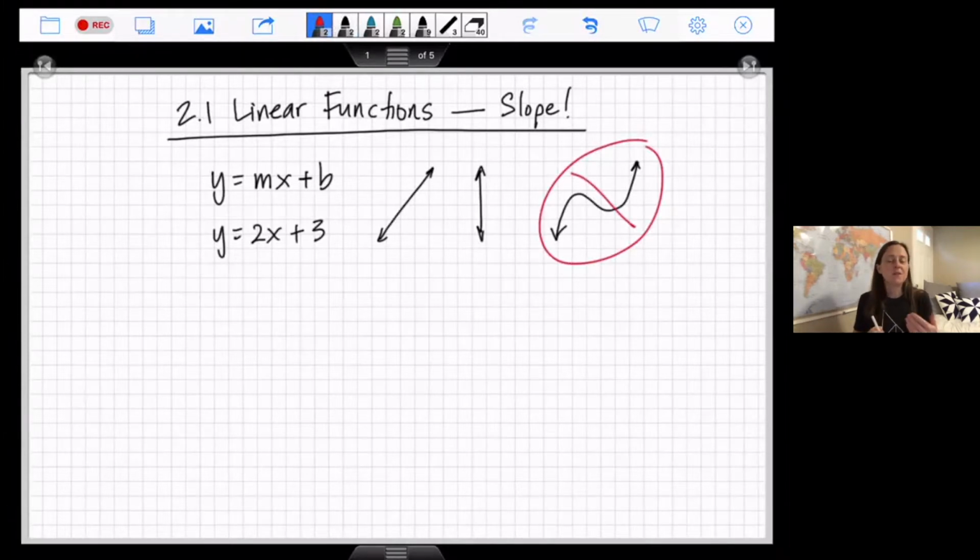All right, but this video is just going to focus on the slope, which is the number that is in the place of the m. So in our example, that would be the 2. That is our slope, and it has to do with how steep a line is. So let's hop over to Desmos and talk about slope.